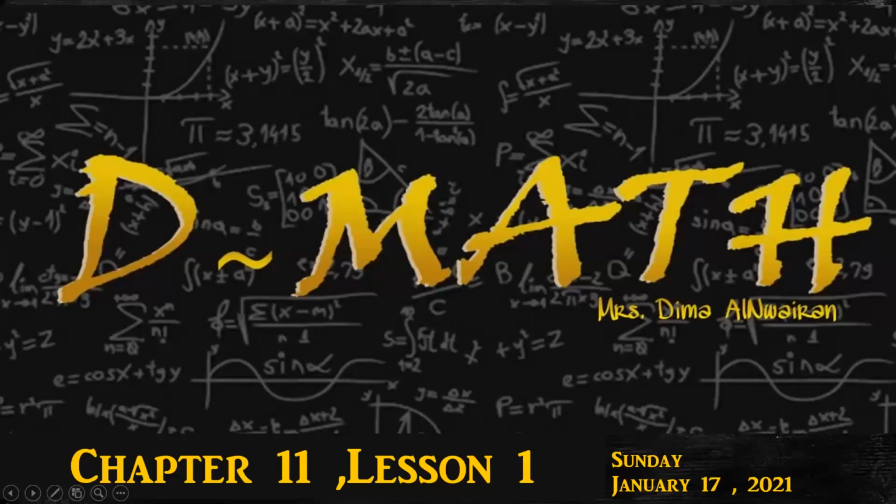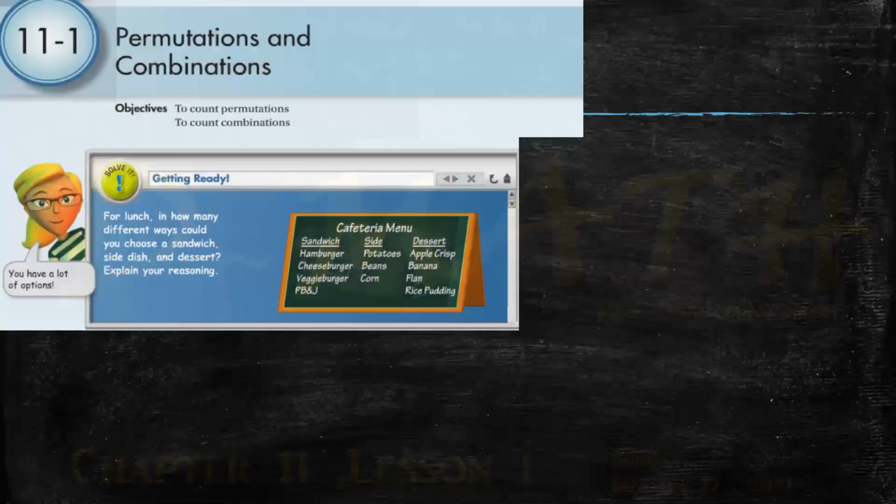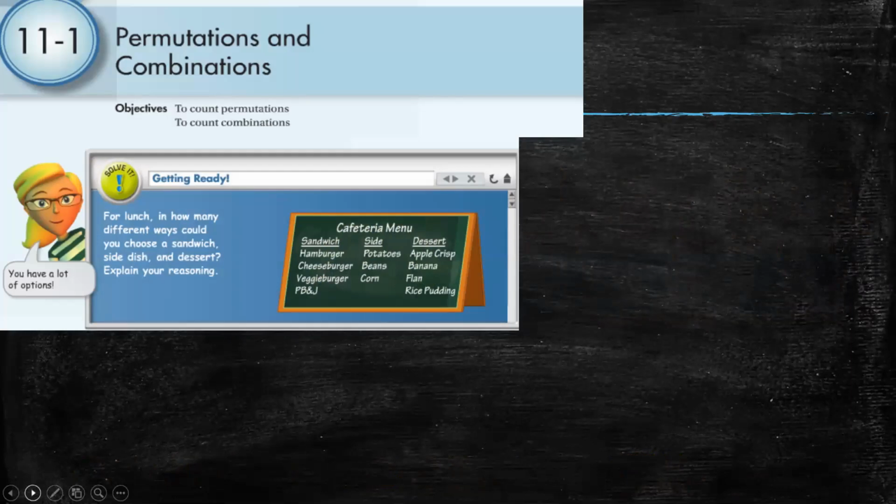Okay. Today we will start chapter 11, probability and statistics. Chapter 11, lesson 1. Let's start with the first part of probability, which is permutation and combination. In this chapter we have two halves. The first half, probability, the second half, statistics. Permutation and combination. We will learn how to count permutations and how to count combinations.